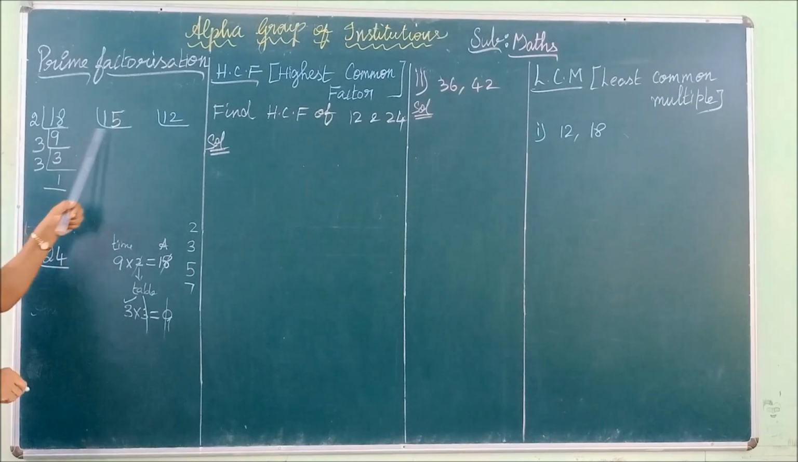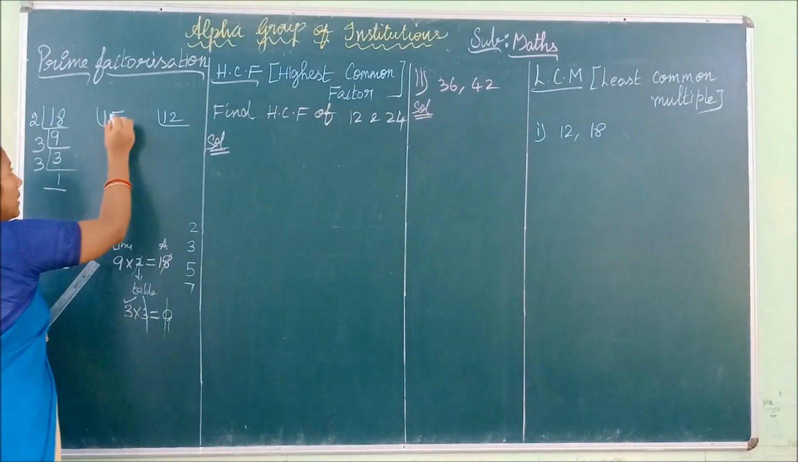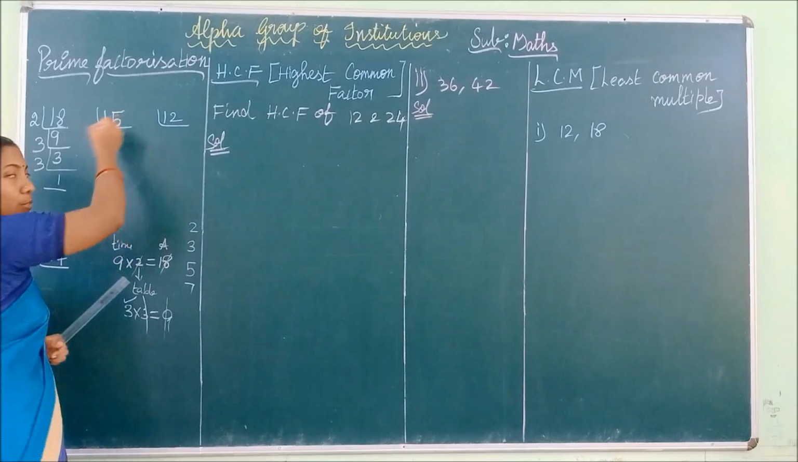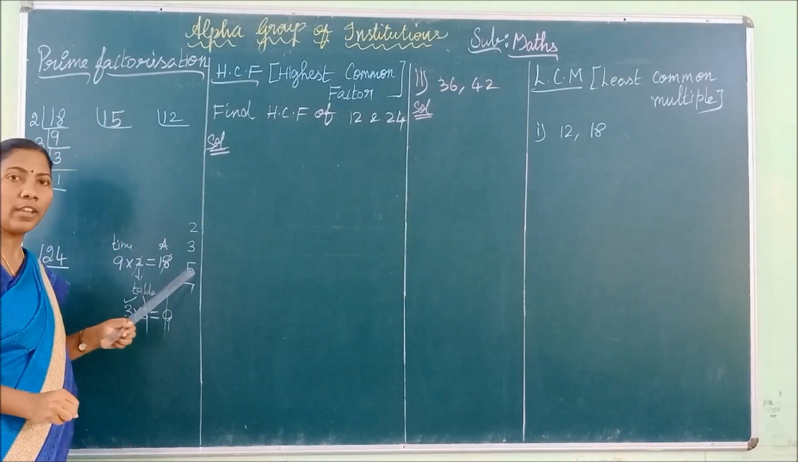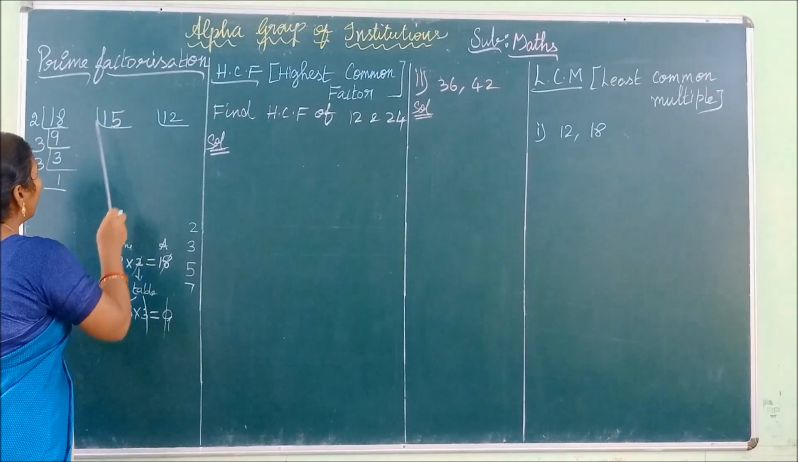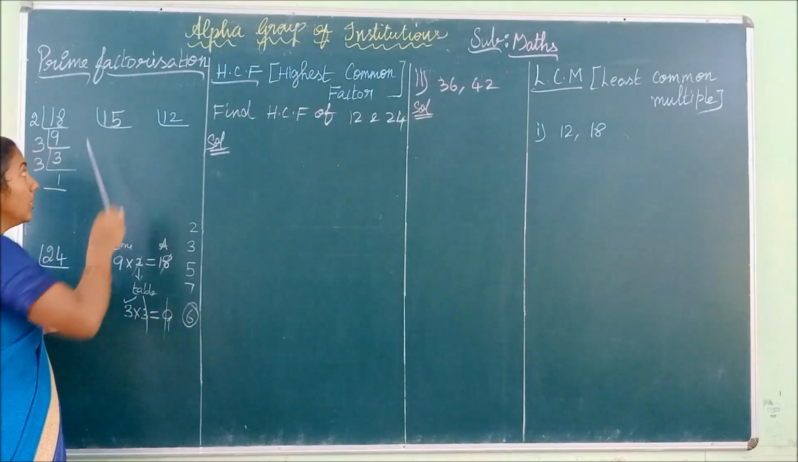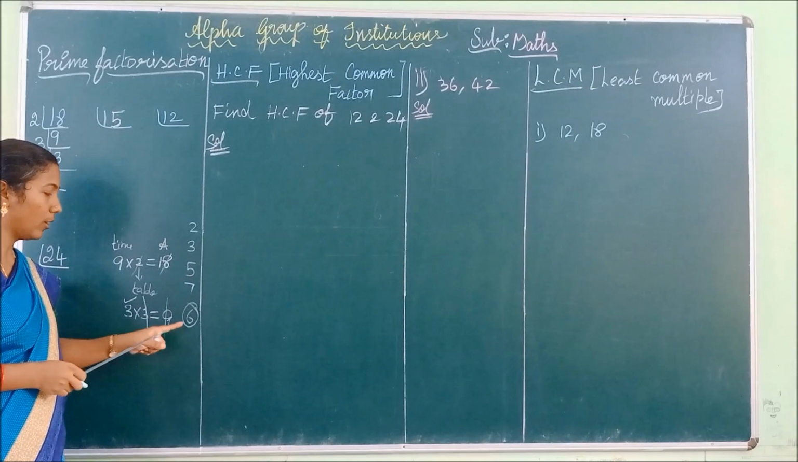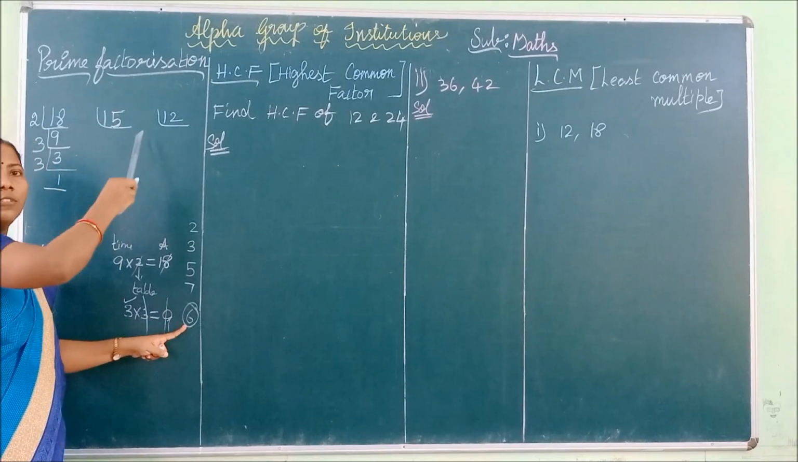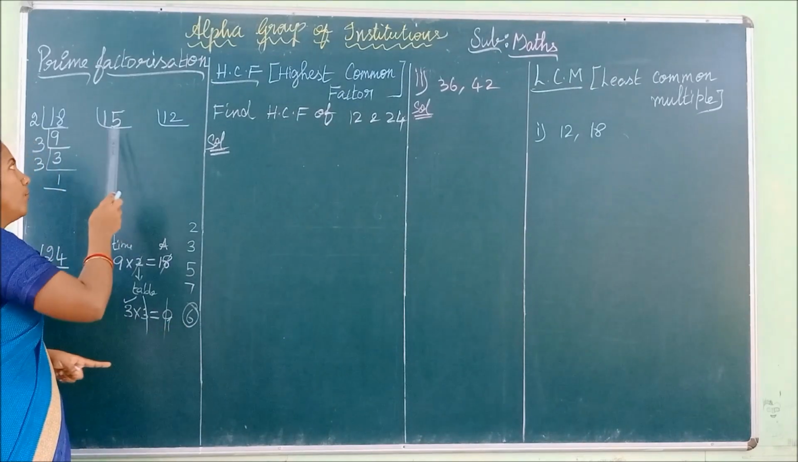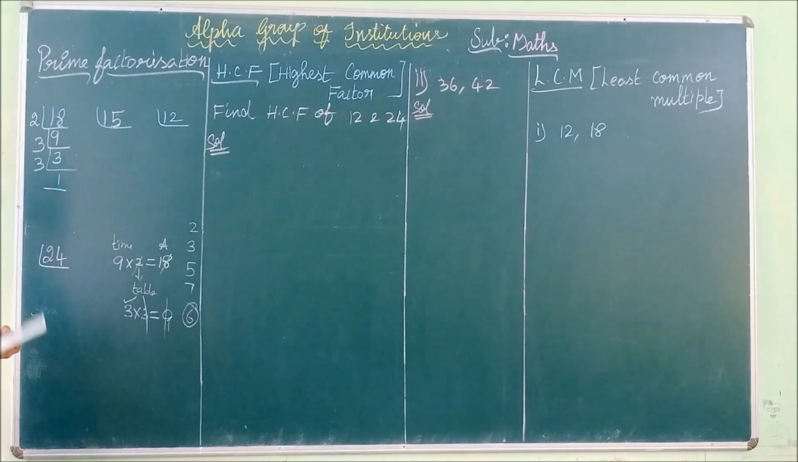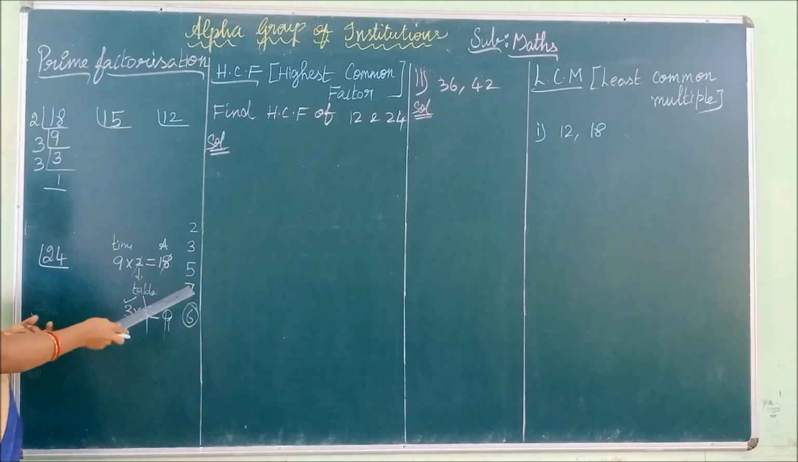Okay, see the next number, 15. By seeing it we can say it ends with 5, so it is divisible by 5. Also we can say, 1 plus 5, sum the digits, our answer is 6. So it is divisible by 3 also. So 15 is divisible by 3 as well as 5. So you can choose any divisor, 3 as well as 5.